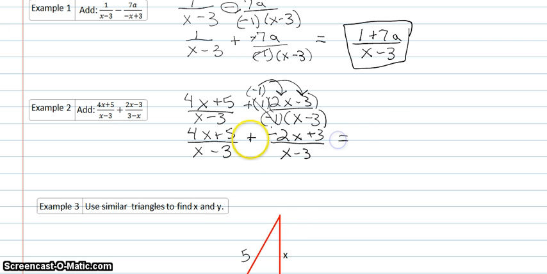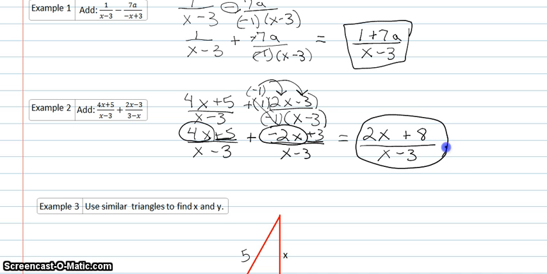Now I can combine those two fractions into one big fraction, and I'll also need to put my like terms together. So I can combine that 4x and that -2x together to give me positive 2x, and I can also combine my 5 and 3 to give me a plus 8, and then that is over x minus 3. So that would be our final answer.